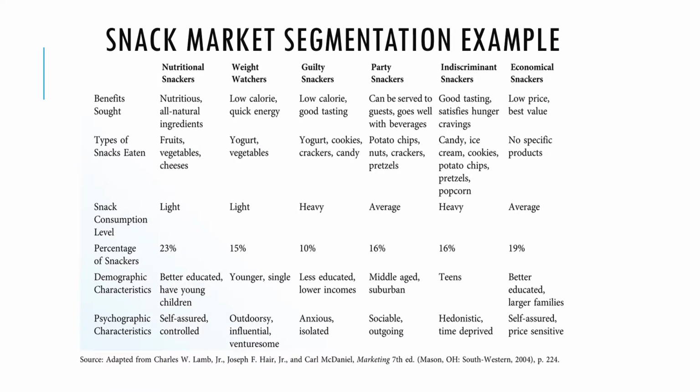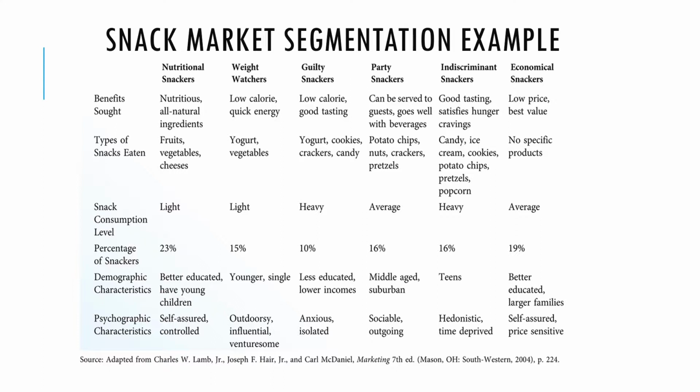Here's a great example of the snack market and how they segmented their different types of consumers around the types of snacks they entertain. The different segments that they developed were nutritional snackers, the Weight Watcher group, the guilty snackers, the party snackers, the indiscriminate snackers, and the economical snackers. And then you can see how they develop different benefits for each of the different types.